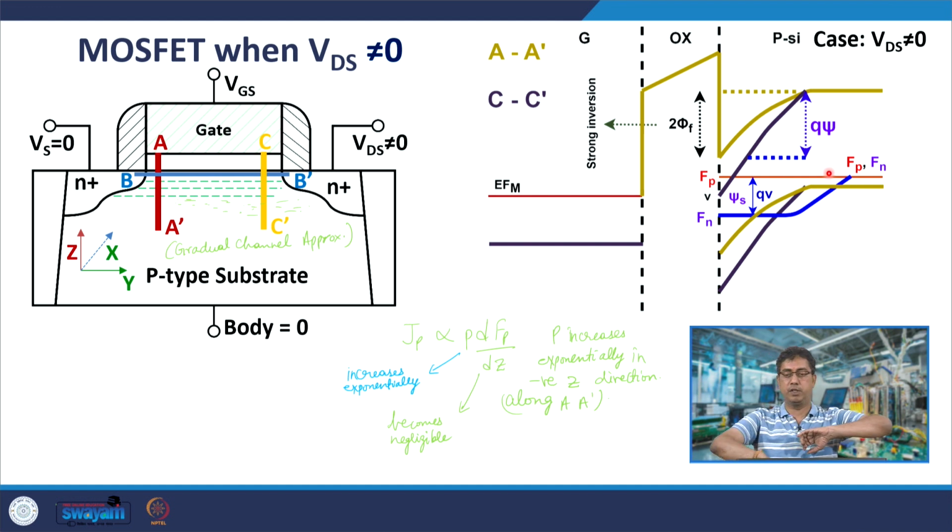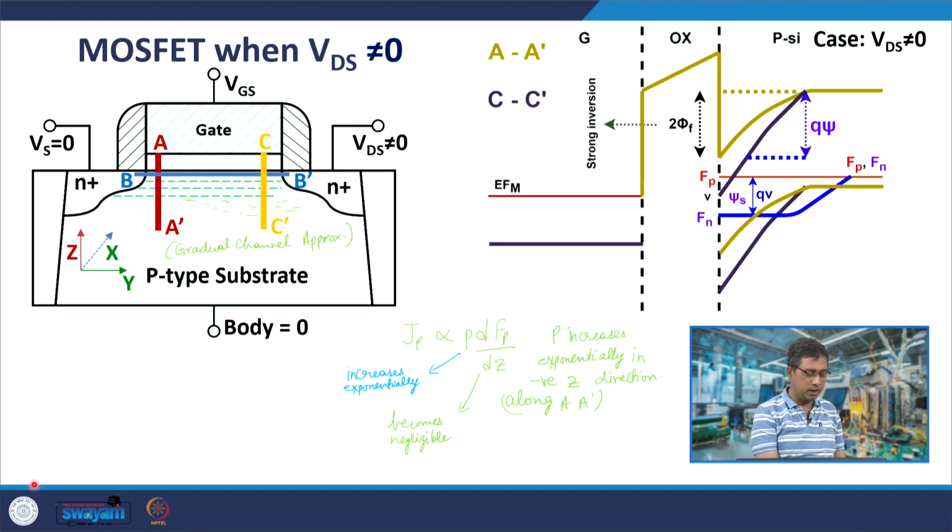What about the electron quasi-Fermi level? Now, along line A prime, which is close to the source, suppose the device is inverted, strongly inverted. So, there is a high electron concentration here, but the electron concentration is very low in the neutral P region. So, as you move along A prime towards A within the depletion region, the electron concentration would increase exponentially, as we had seen in the first lecture. So, as the potential increases, the electron concentration would increase exponentially.